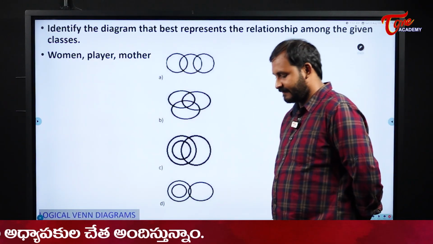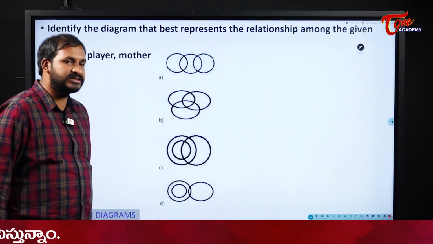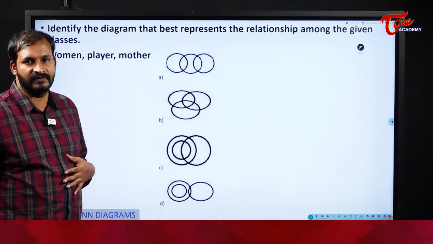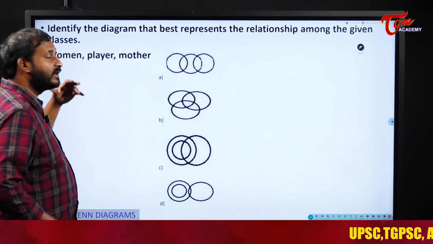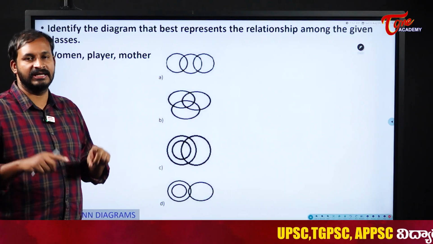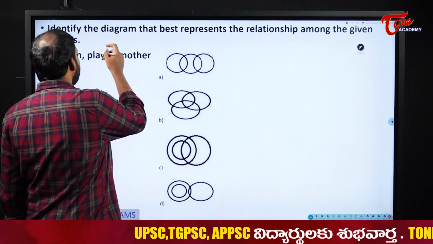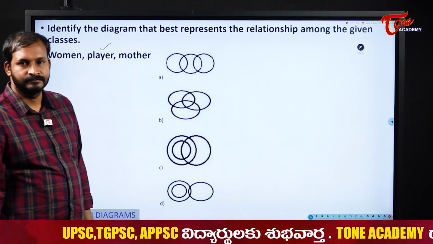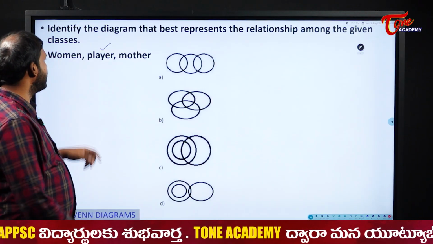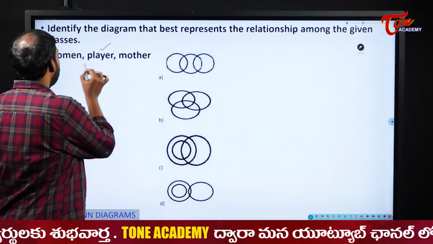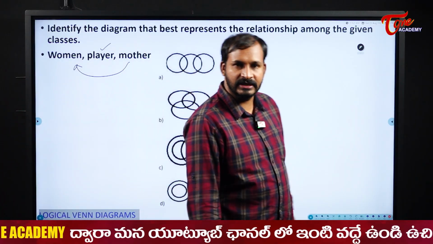Woman, player, mother. So what is the largest group here? In a holistic view, players are the largest group. Player includes both male and female. So for timing I can take player as the largest group. Next, woman and mother. And we know very clearly that all the mothers are women, yes, by default.